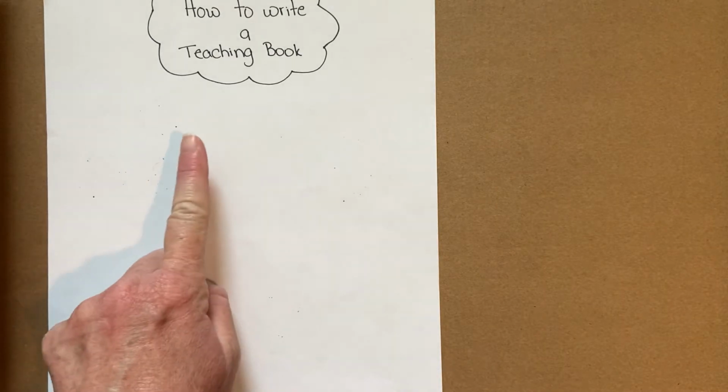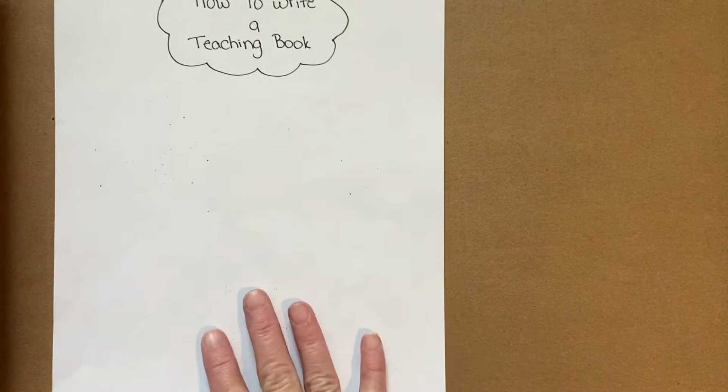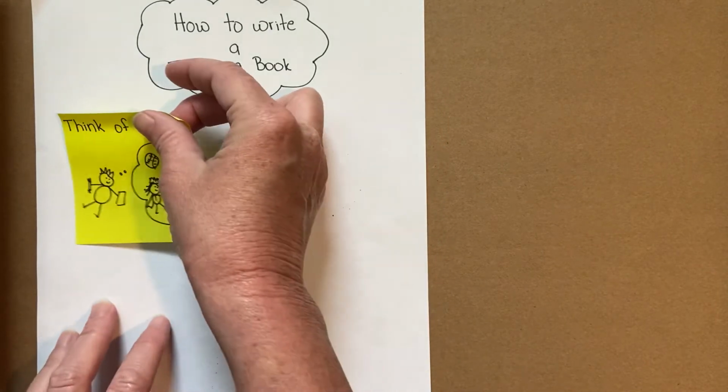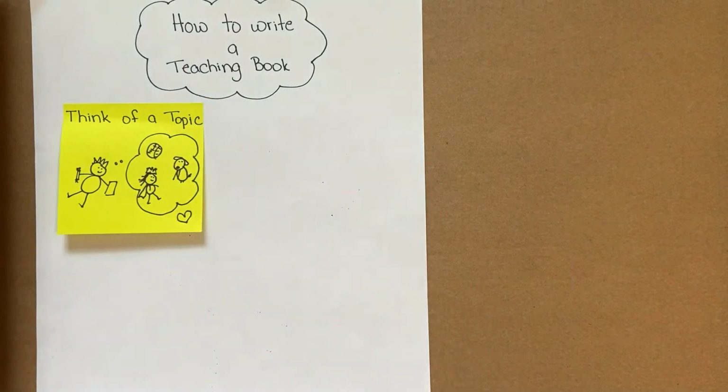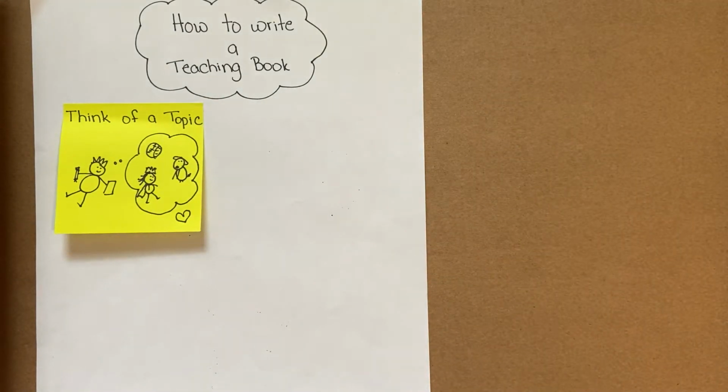All right, so as we get ready to write a teaching book, the first thing that you want to do is think about a topic. Think of something that you know a lot about. And so I went up to the school. I kind of snuck up there. I went up to the school and I grabbed some books that can remind you that you guys know lots of different things.